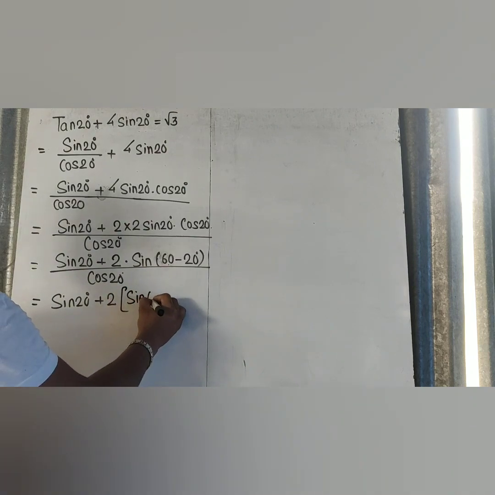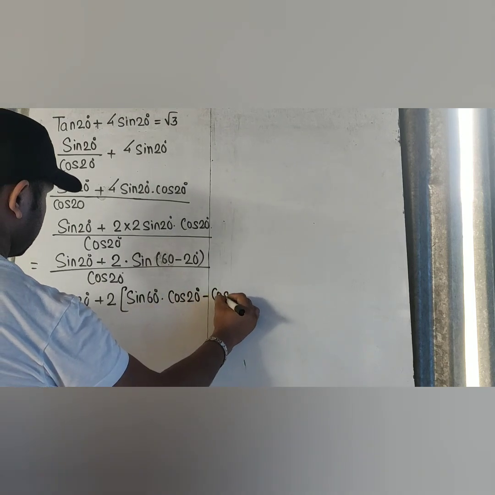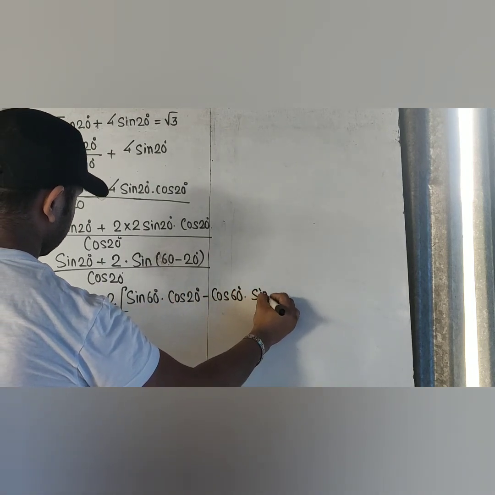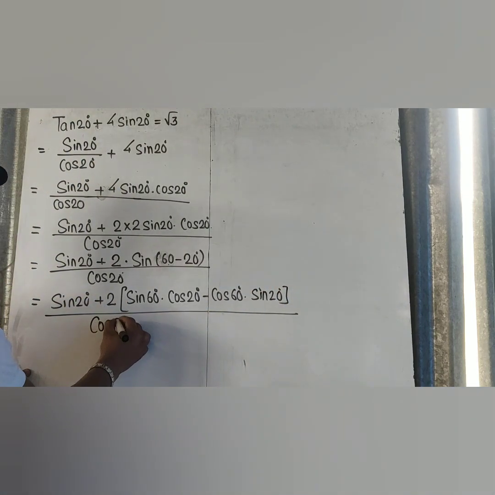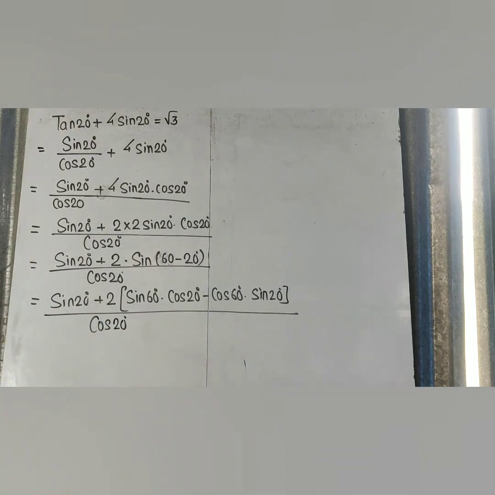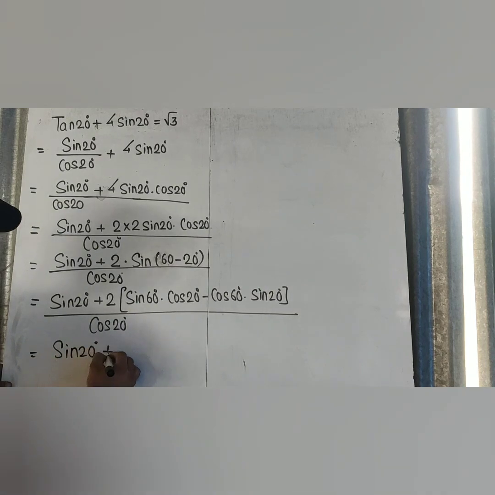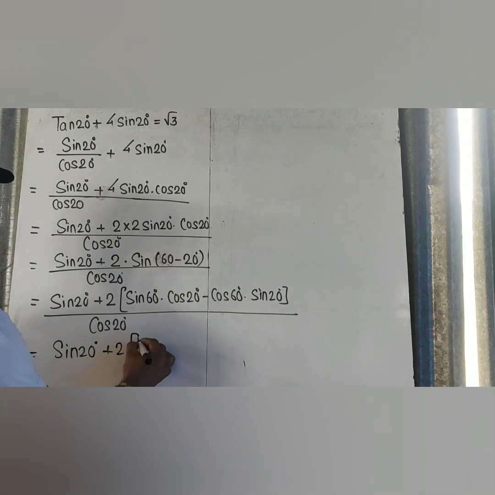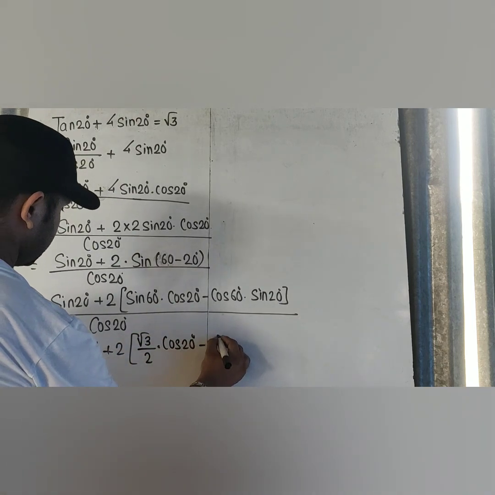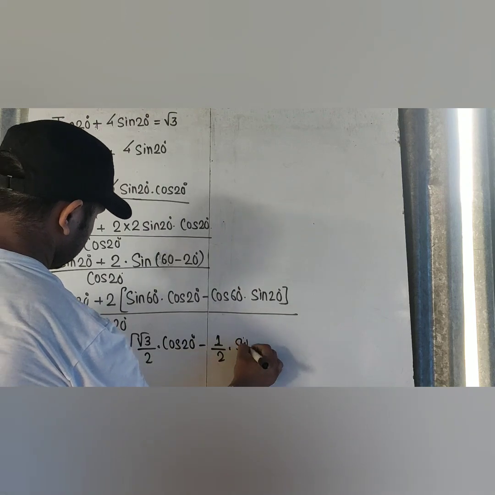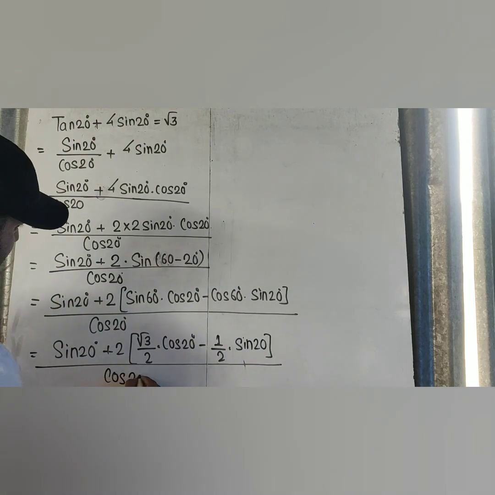Your formula is sin a into cos b minus cos a into sin b divided by cos 20. Now we have sin 20 here plus 2. Now sin 60 is root 3 by 2 into cos 20. And then cos 60 is 1 by 2 sin 20 by cos 20. Now I am doing it here.